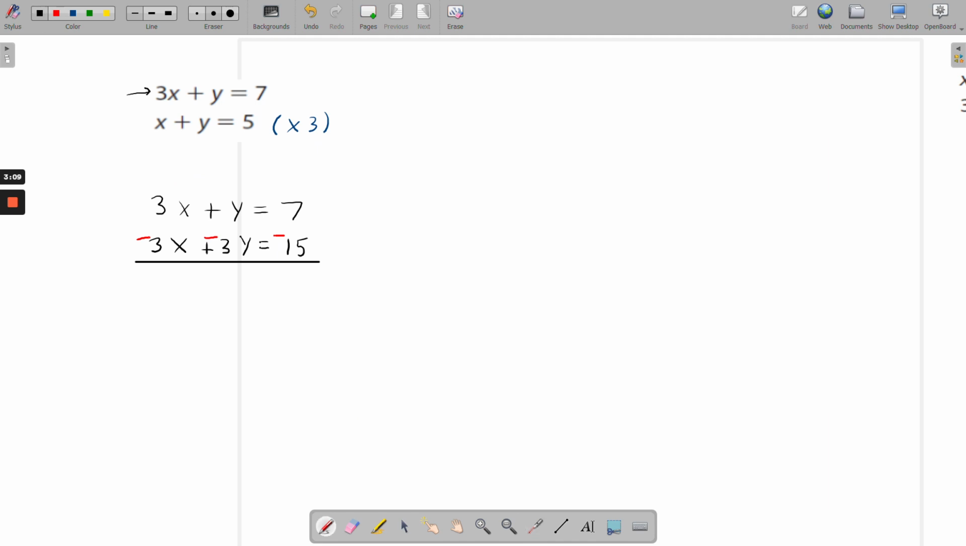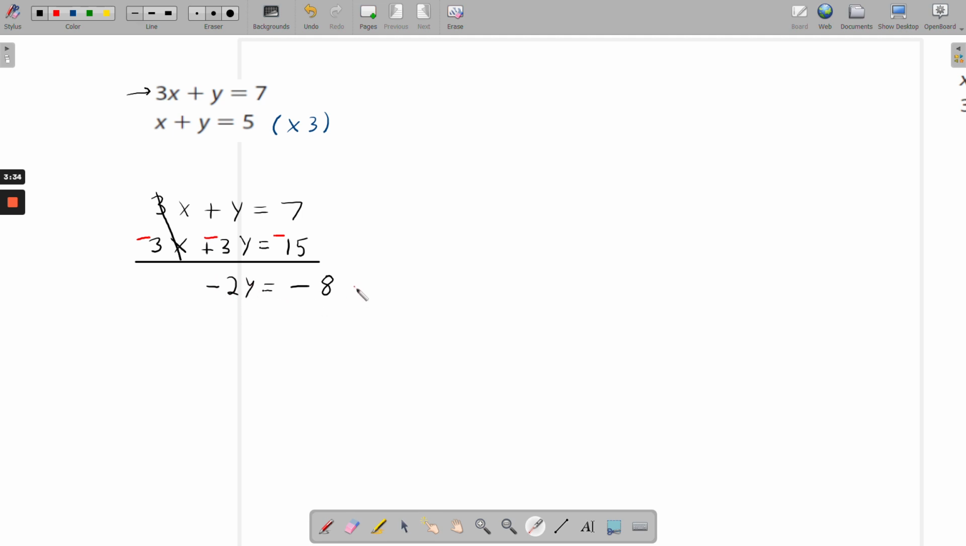So the next thing you do is you take 3x minus 3x, the two of these are going to cancel out and you get 0. I won't write anything there because there's nothing below it. Then you're going to have y minus 3y, that gives you minus 2y, is equal to 7 minus 15, which gives you minus 8. The next thing you can do is divide either side of this equation by minus 2.